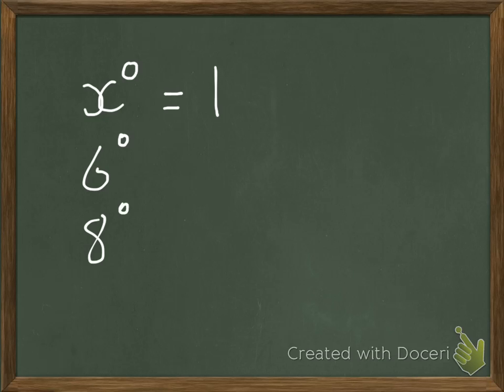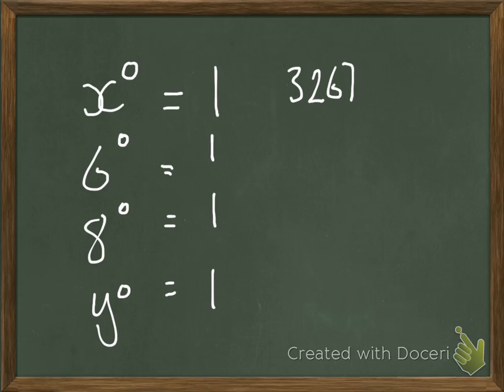And then the final one is x to the power of naught. There is a long explanation, and I might give it separately, but x to the power of 0 is 1. In fact, anything to the power of 0 equals 1. 3,267 to the power of 0 equals 1. t to the power of 0 equals 1. It all equals 1.